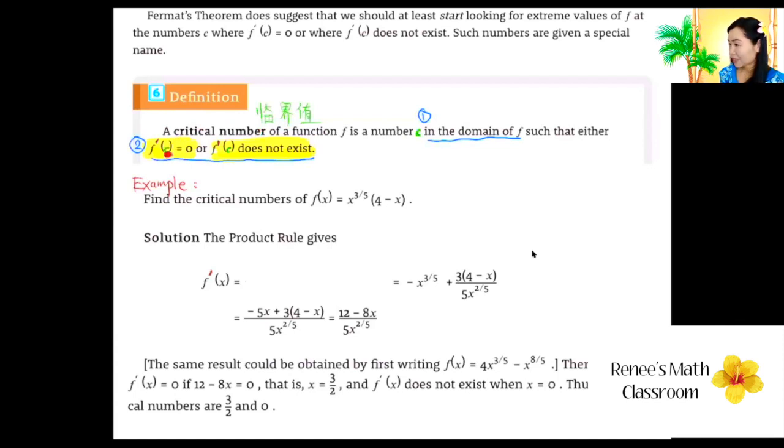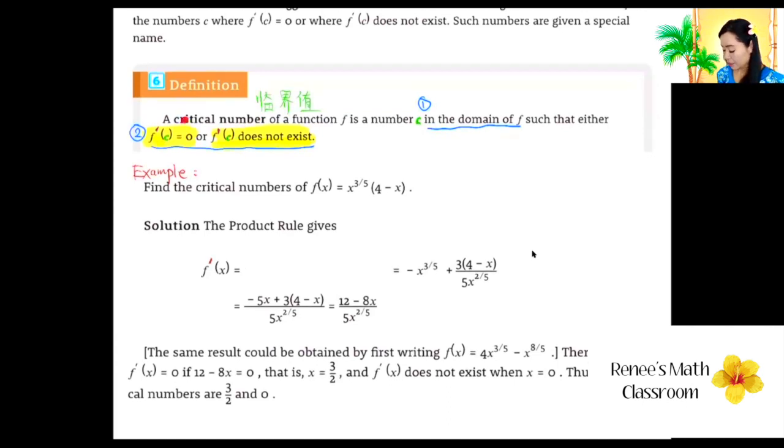So let's put a c there. Okay. So critical number. To be a critical number of the function, that number c has two conditions. Number one, it has to be in the domain. If it's outside the domain, it's not a critical number. Number two, the derivative either equals 0 or does not exist.